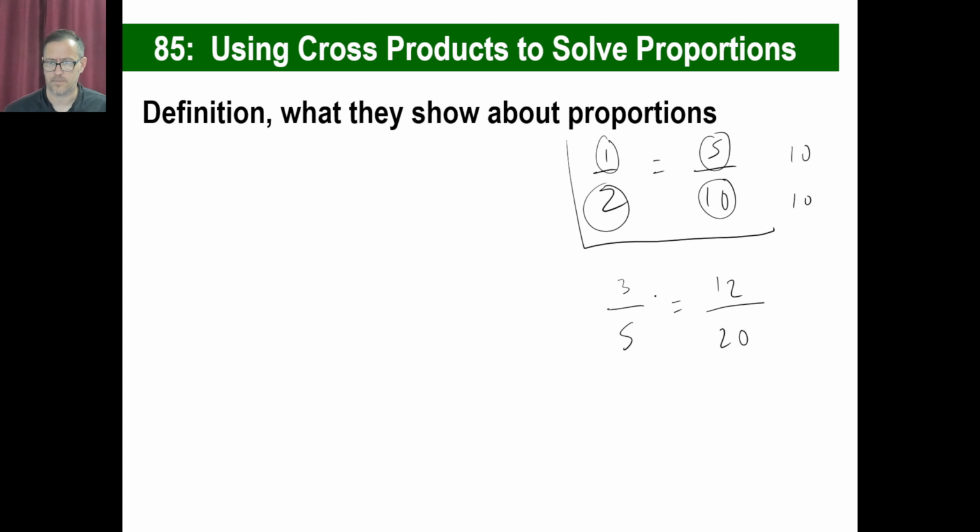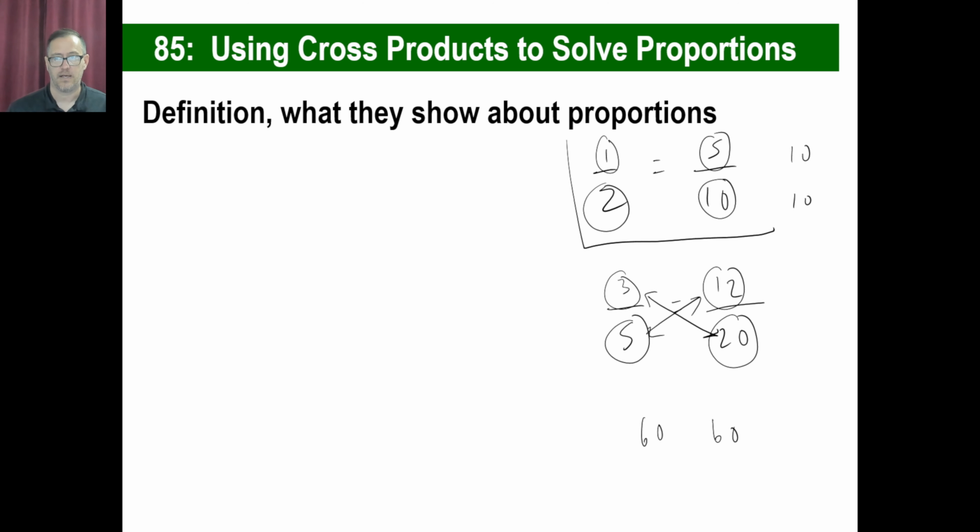Let me see if this works. 3 times 20, that's 60. Whoa, look at this. 5 times 12, that's 60. Oh, wait a minute. This is interesting. If you have two proportions that are exactly the same, it works every time. If you do this times that, it's going to be the same as the other. I've discovered a new math law or whatever, and there you go.